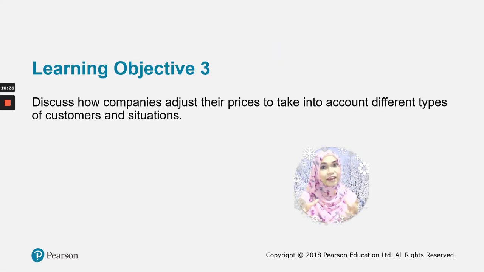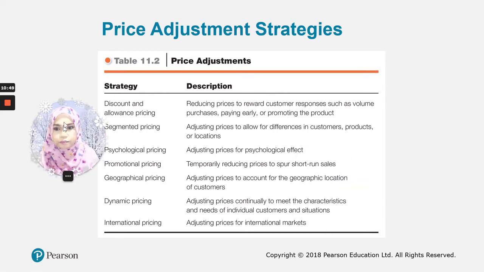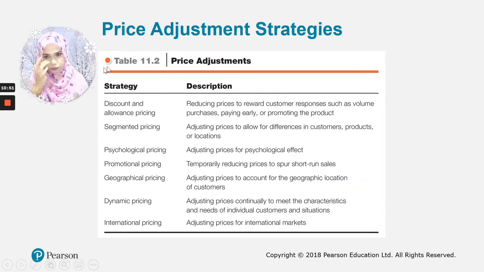Okay, easy, right? Next, move on to the third learning objective, which is to discuss how companies adjust their prices to take into account different types of customers and situations. Now here, there are many strategies. Table 11.2 shows the strategies, or the terms that are used in marketing, and what they are. This is where you start to do the price adjustment.